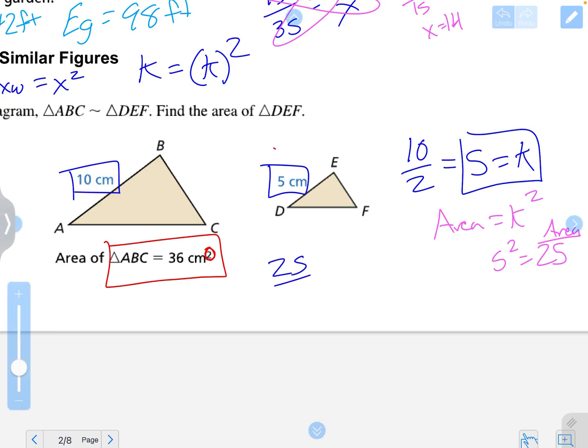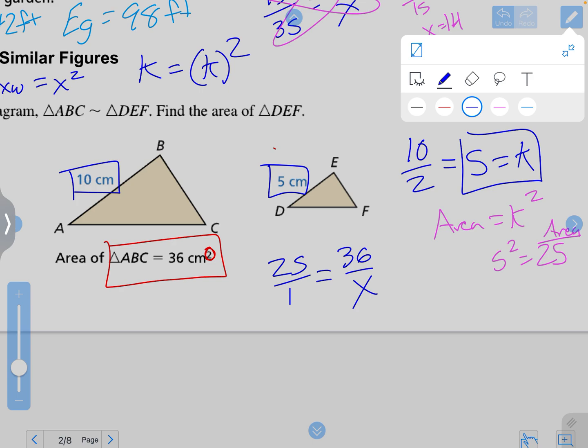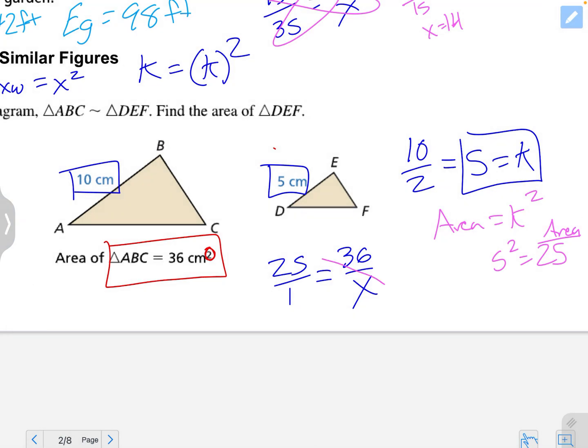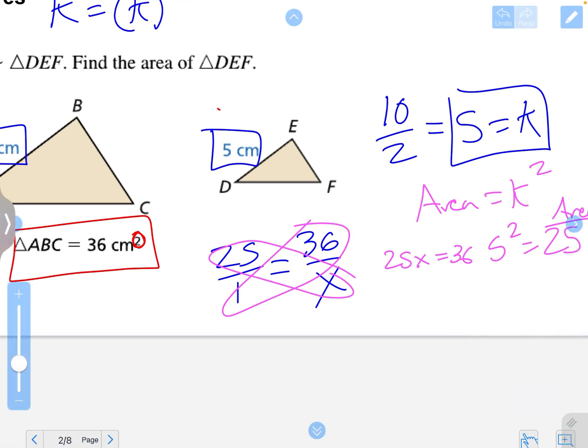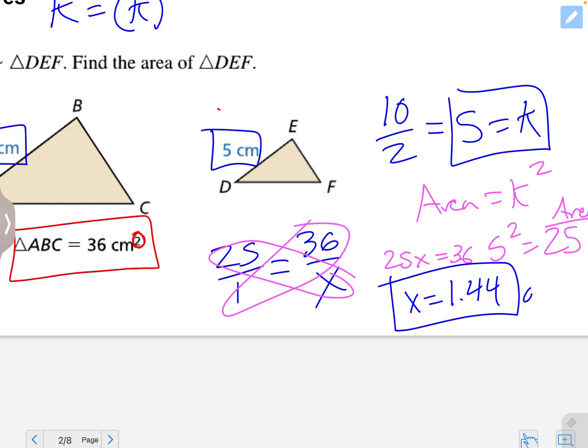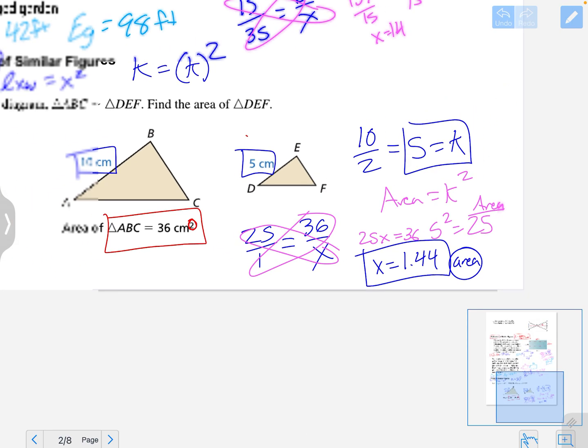I'm going to put 25 over 1, which is our scale factor, and then I'm going to put our 36, which is the area of the big triangle, and we're going to put x right there. So now we're going to cross multiply, and then we're going to divide. So we get 25x equals 36. And so once I get 25x, I'm going to divide 36 by 25, and x equals 1.44. So we should be able to go 1.44 times 25, and we should be able to get 36. So our area of our smaller triangle is 1.44.